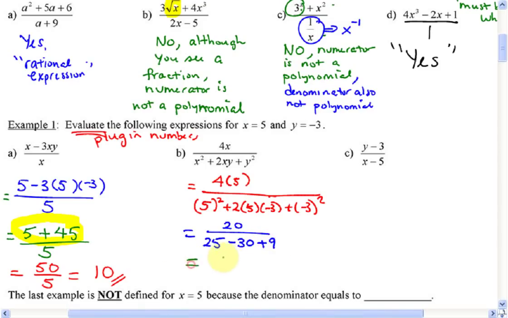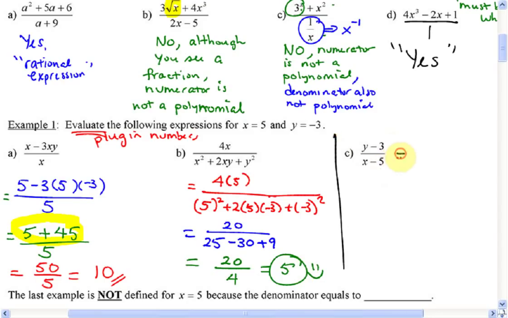What's this equal to? 20 over negative 4 is negative 5. Yeah, okay, good. Got 5, I'm happy. Don't have 5, fix it. Okay, last one.